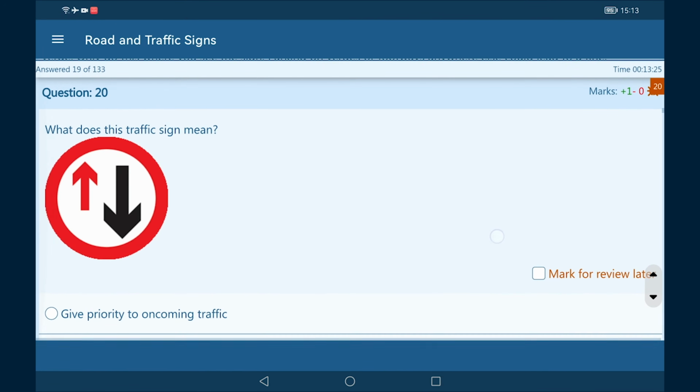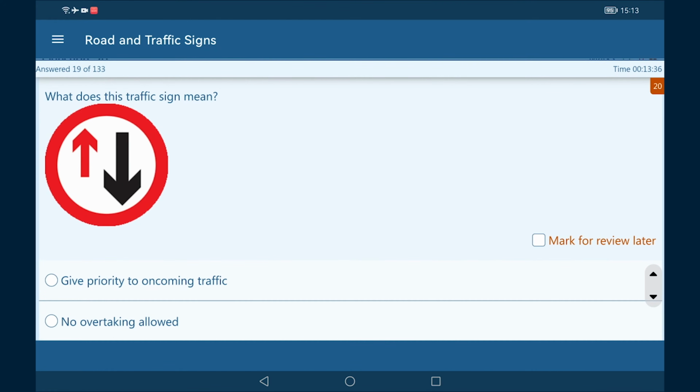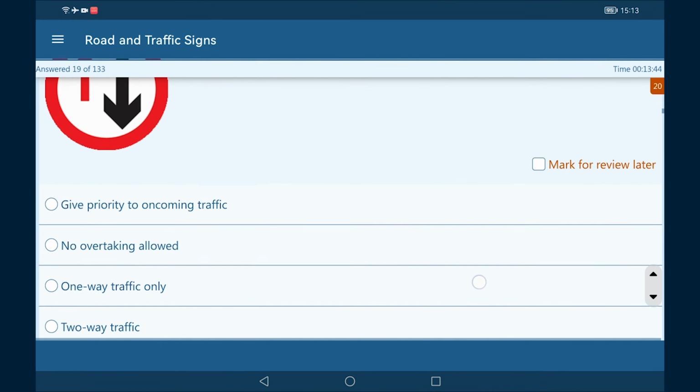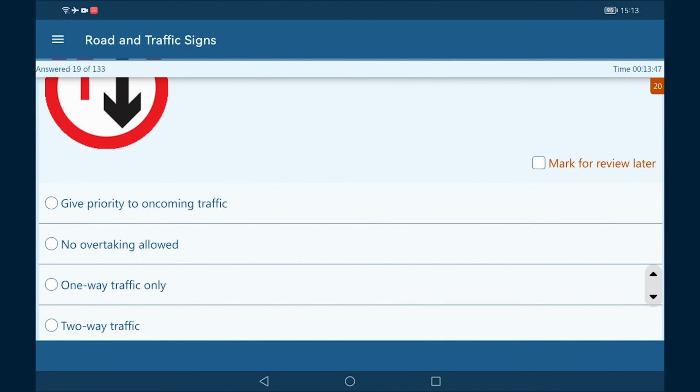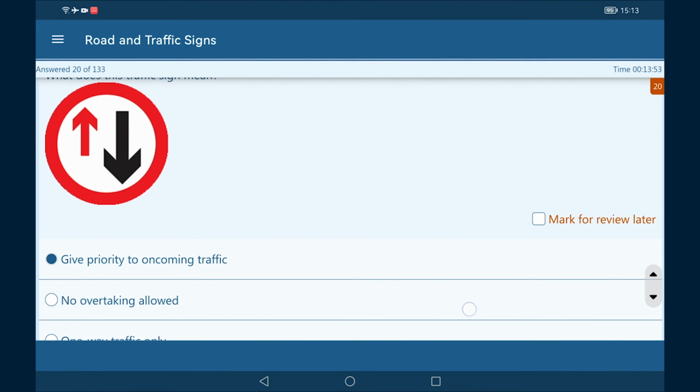Question 20. What does this traffic sign mean? Option 1. Give priority to oncoming traffic. Option 2. No overtaking allowed. Option 3. One-way traffic only. Option 4. Two-way traffic. The correct answer is Option 1, that is, give priority to oncoming traffic.